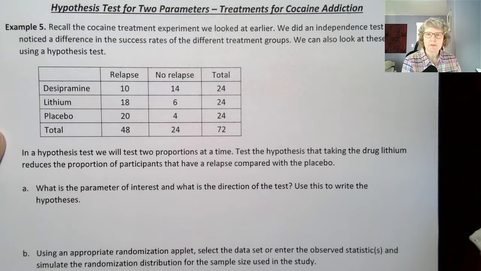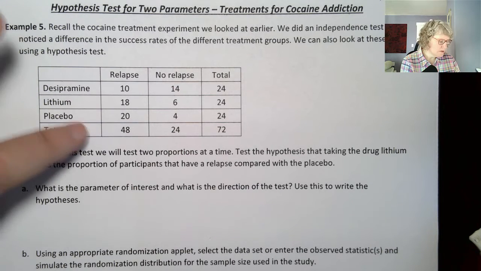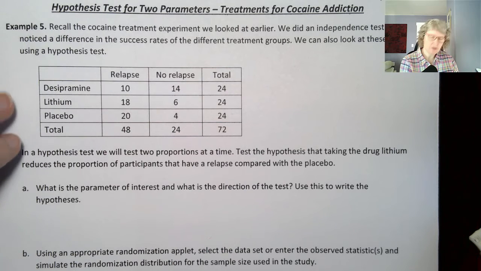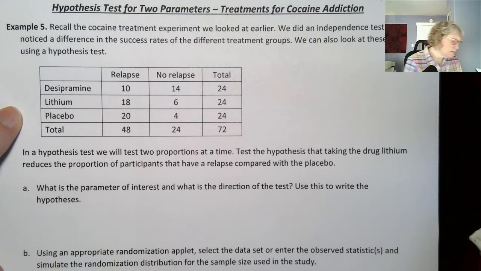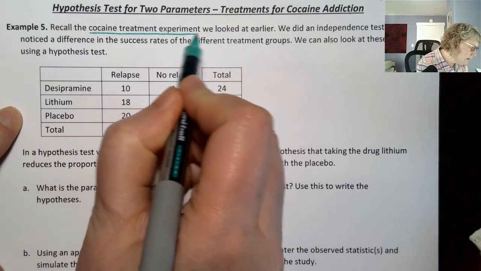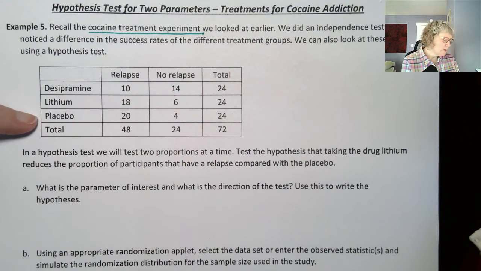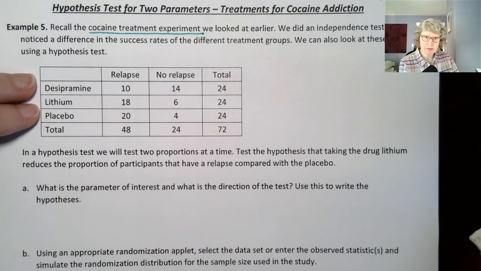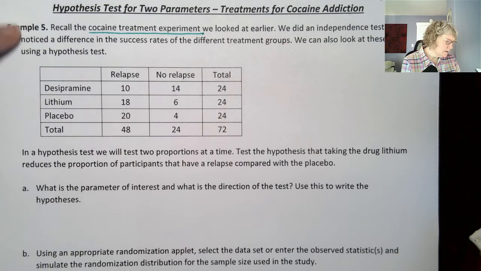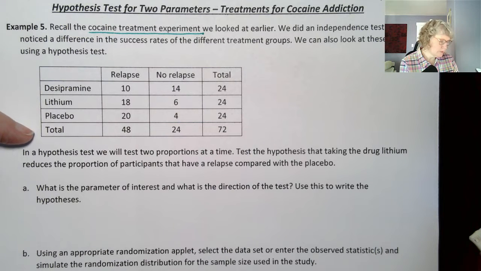We're going to look at treatments for cocaine addiction, and we've used this data set before, so I hope that will be helpful and also interesting to you at the same time. So when we were looking at contingency tables and probabilities and conditional probabilities and independence testing, we used this data set, okay? So recall we have this cocaine treatment experiment, and we had a control group and then two different treatments, okay? We did an independence test and we noticed a difference in the success rates between the different treatment groups, okay?